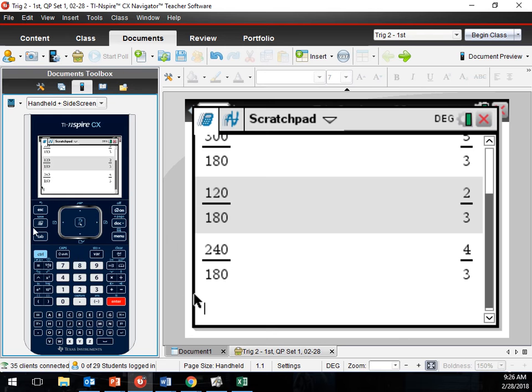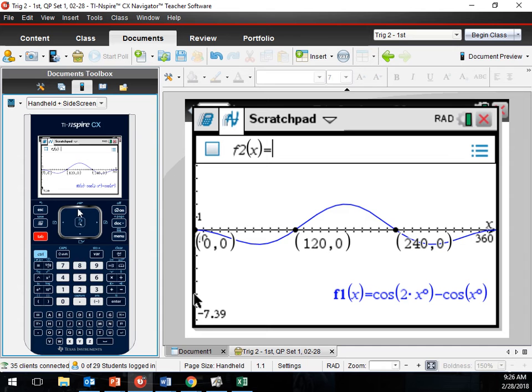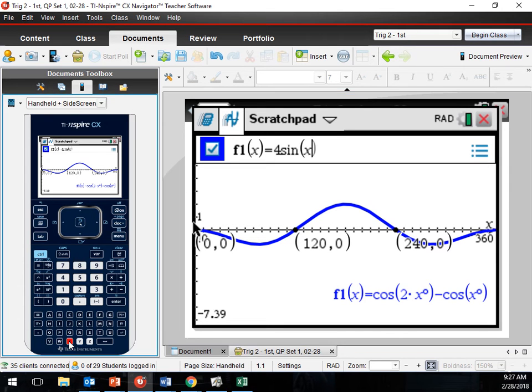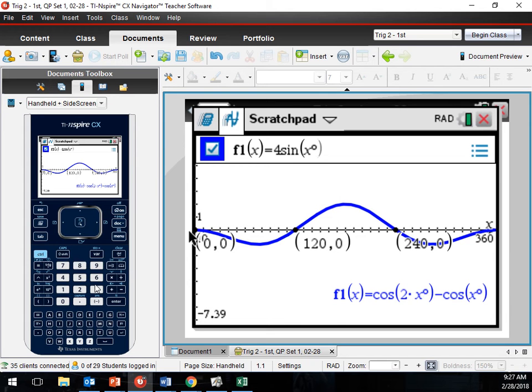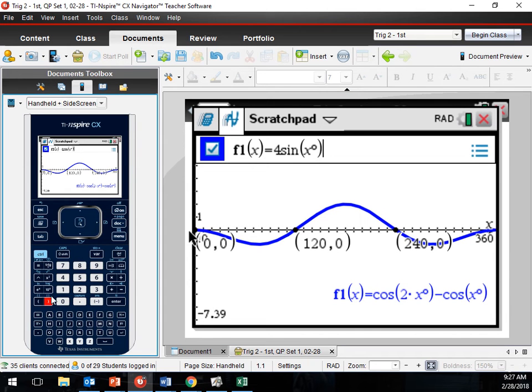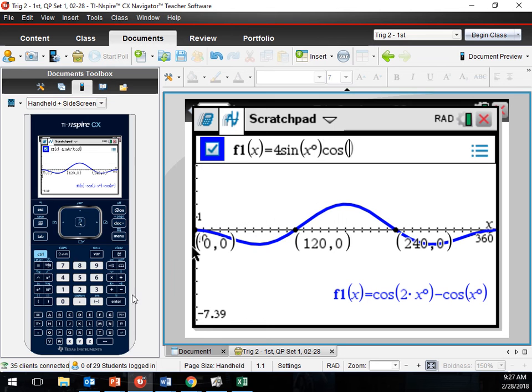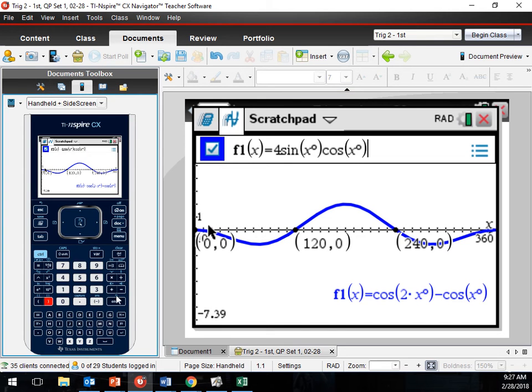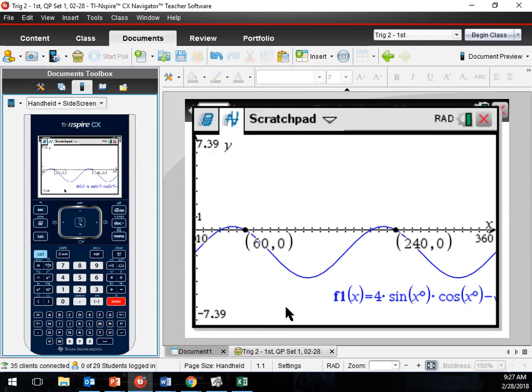So was it 4? Was it cosine x? Sine x times cosine x, right? And minus rad 3. There you go.